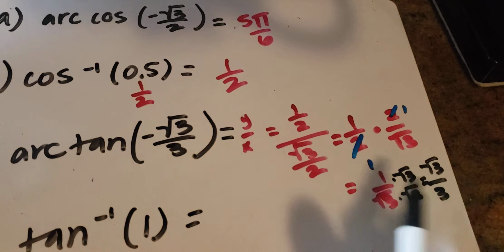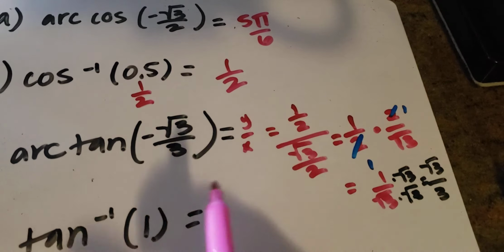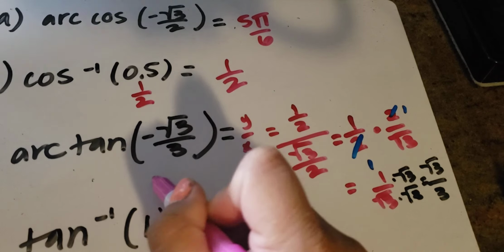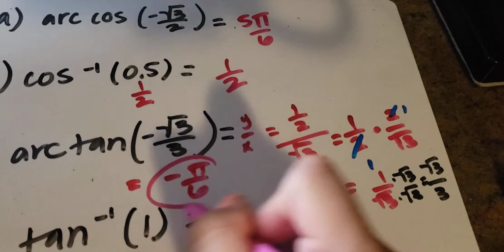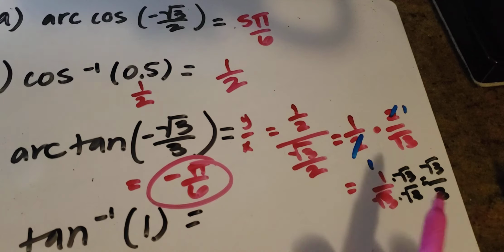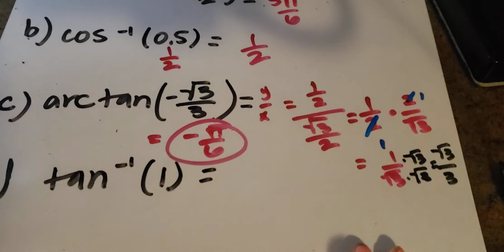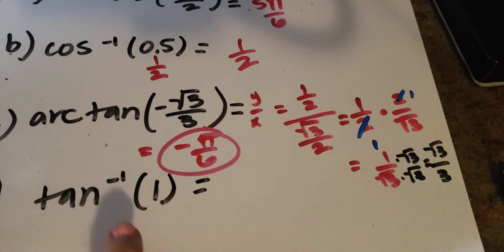So now they're the same, but they're not identical. We know that pi over 6 produces the positive version. So to get the negative version, we want negative pi over 6. So our solution here should be negative pi over 6, and that'll give us the negative version of that. All right, last one, guys.